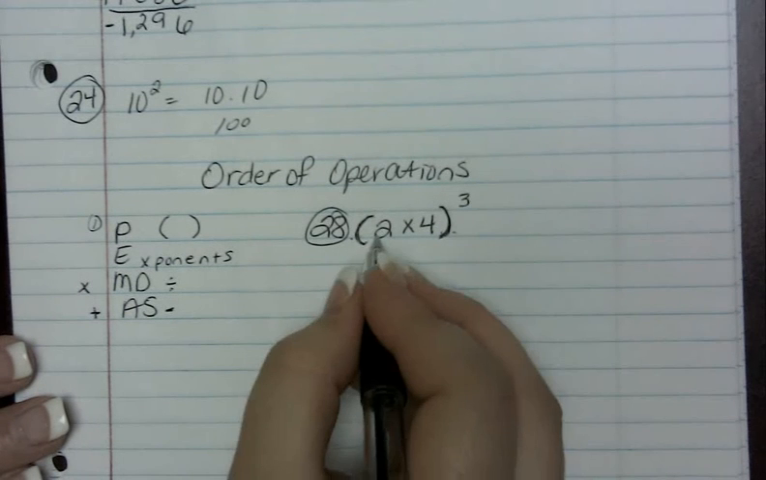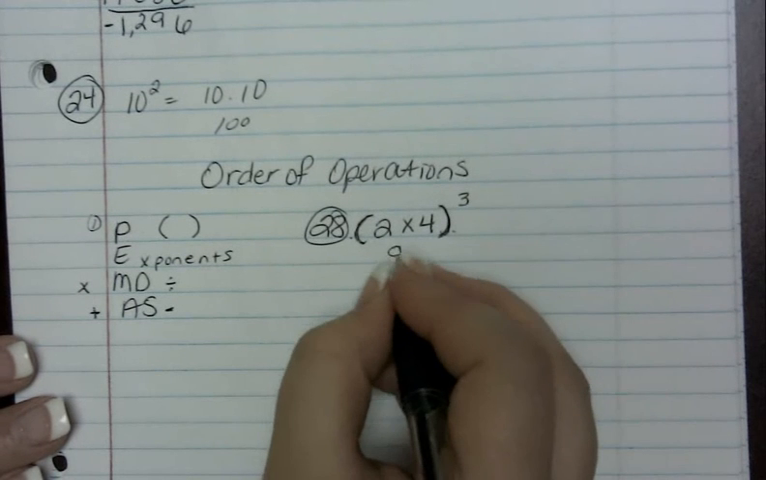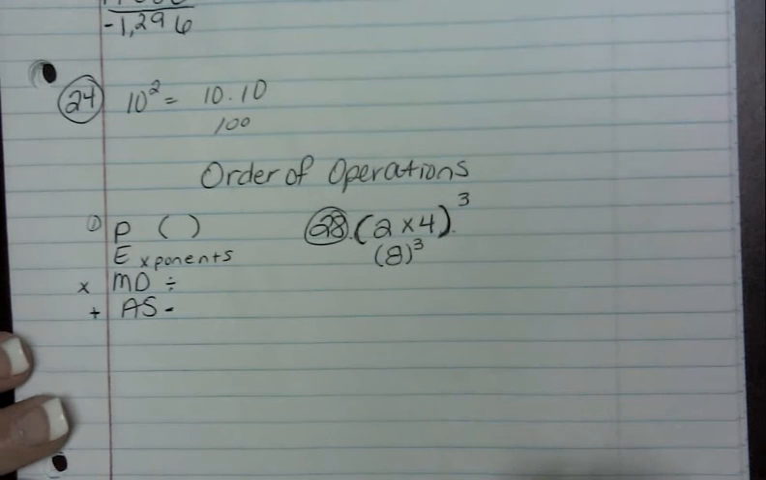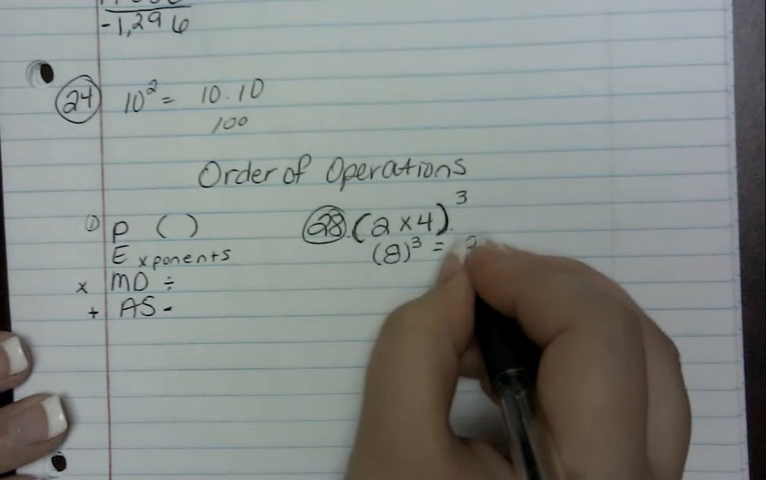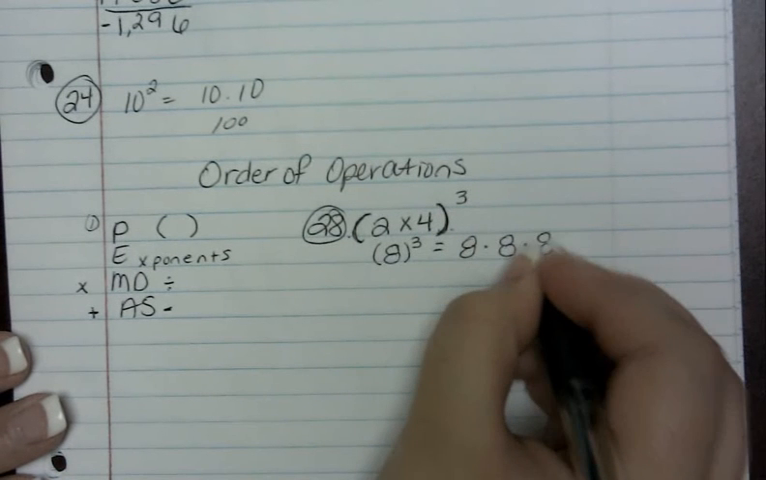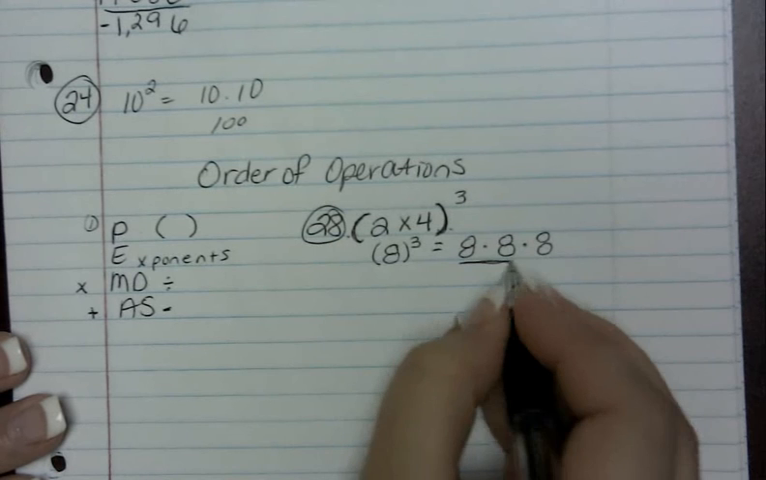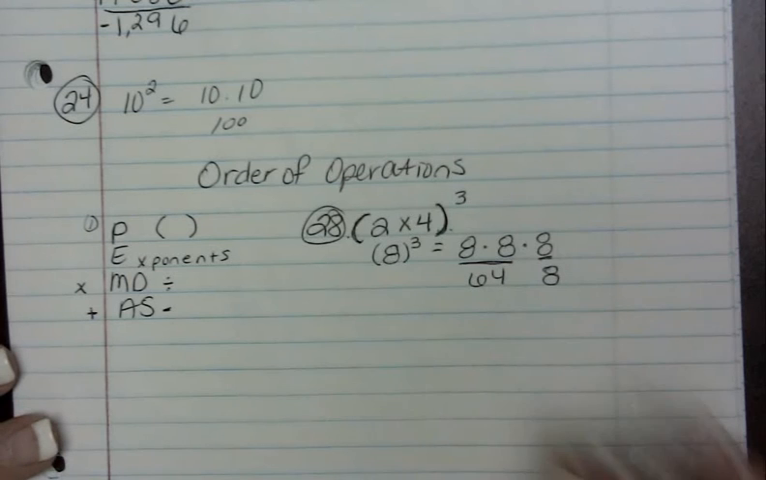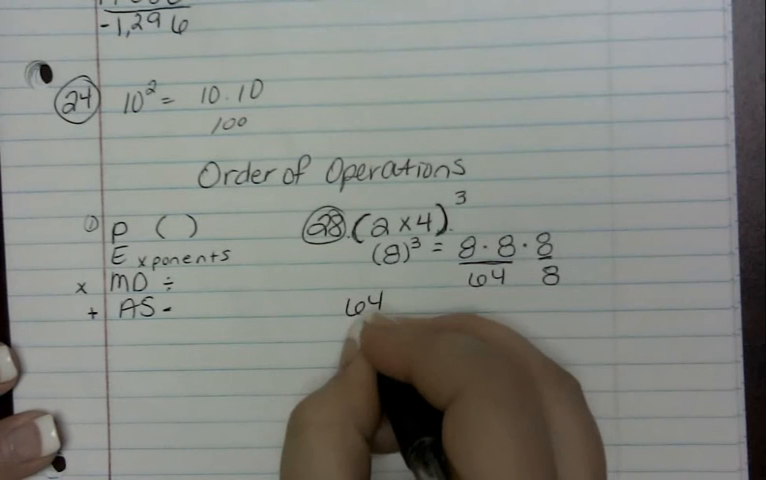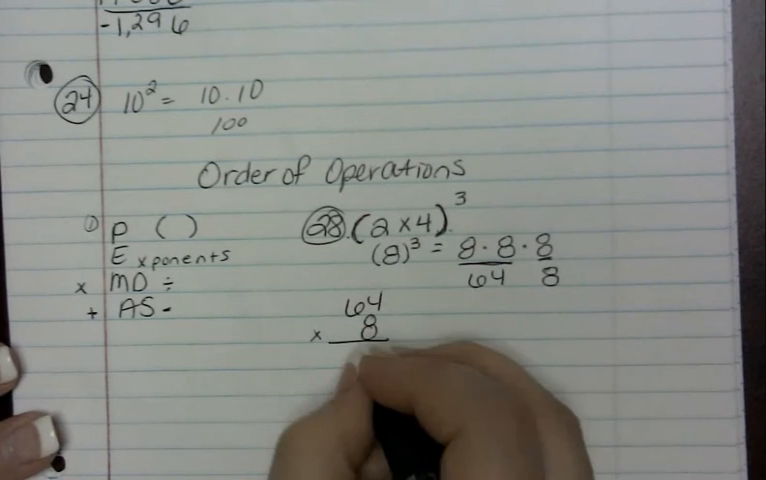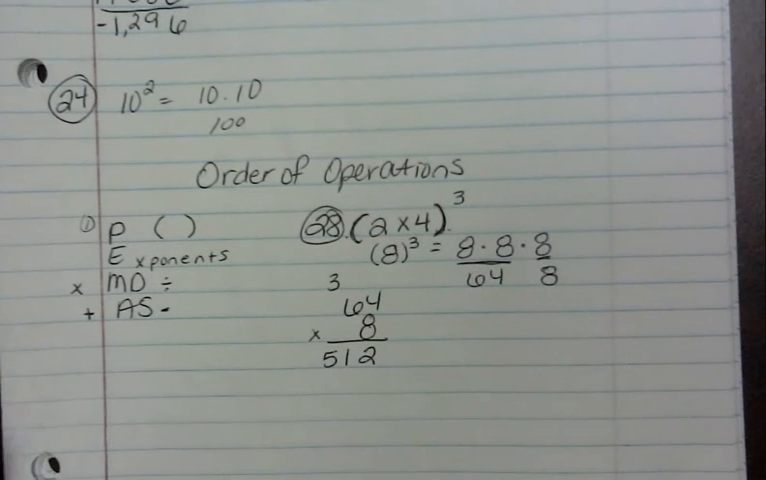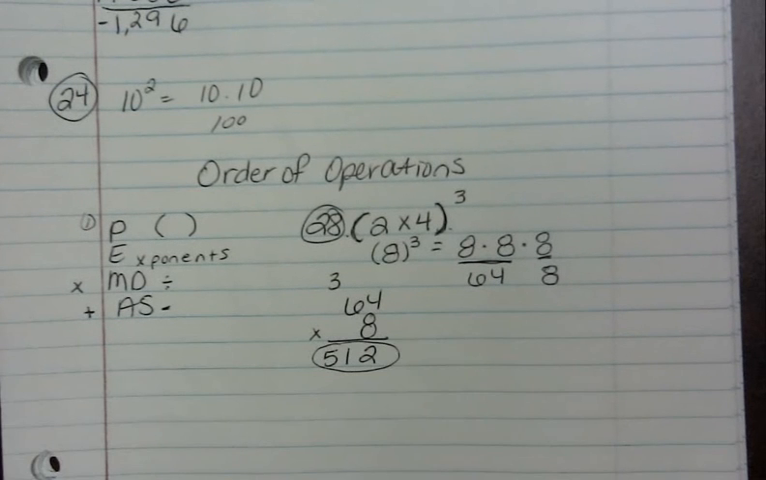So 2 times 4 is 8. And then we evaluate 8 to the 3rd power. So 8 times 8 is 64. Bring down this 8. 64 times 8. 64 times 8 is 512. So that would be our answer for problem number 28.